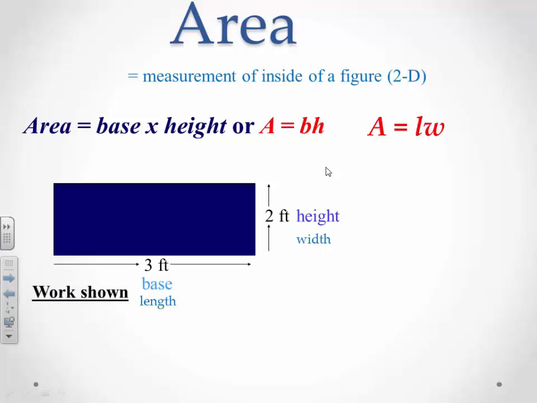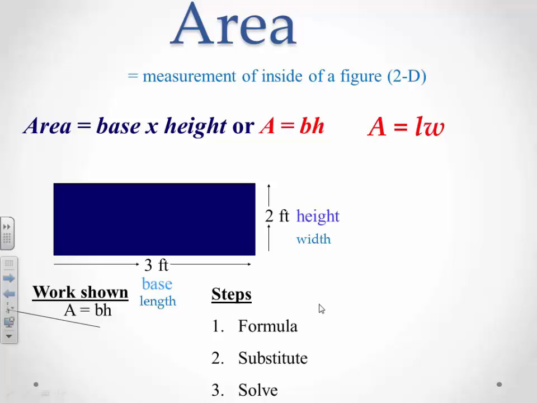All right, so let's actually calculate this. So you're going to pause and you're going to write this down because these are the steps that will get us to figure this out. So the formula is base times height. If we substitute, so pay very close attention here.